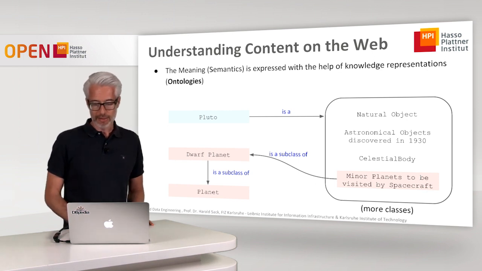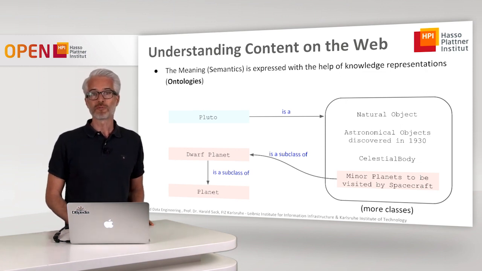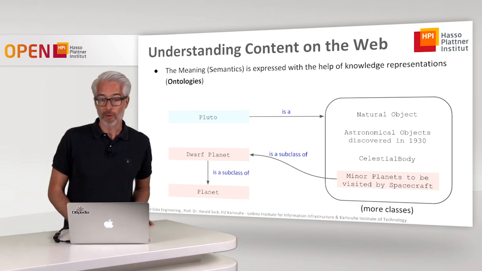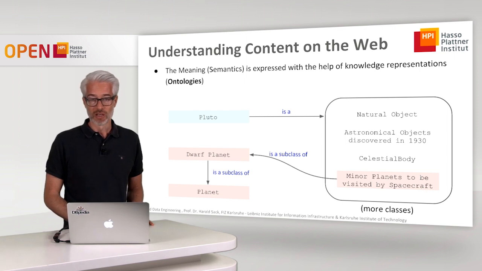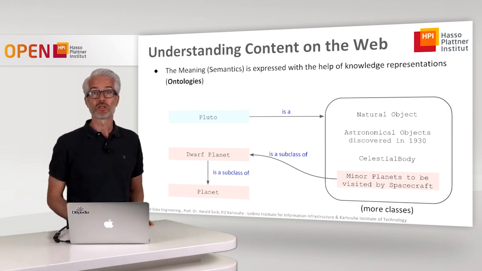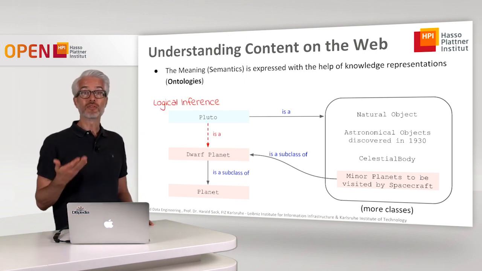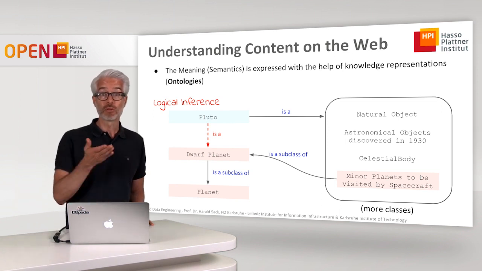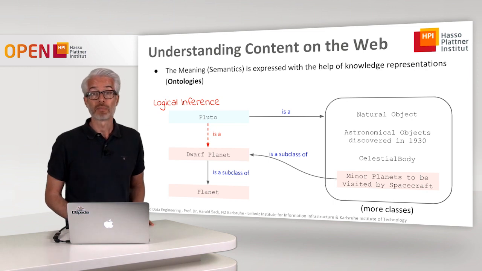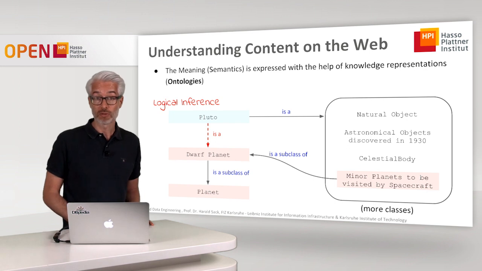Interestingly, this last class, minor planets to be visited by a spacecraft, is a subclass of dwarf planets, which is a subclass of planet. So, what kind of implicit knowledge can I deduce from this interesting knowledge representation? What I can do is quite simple. By a logical inference, I can say, okay, Pluto must also be a dwarf planet, simply because Pluto is in the class minor planets to be visited by a spacecraft, and this is a subclass of dwarf planets, so therefore Pluto is also a dwarf planet.